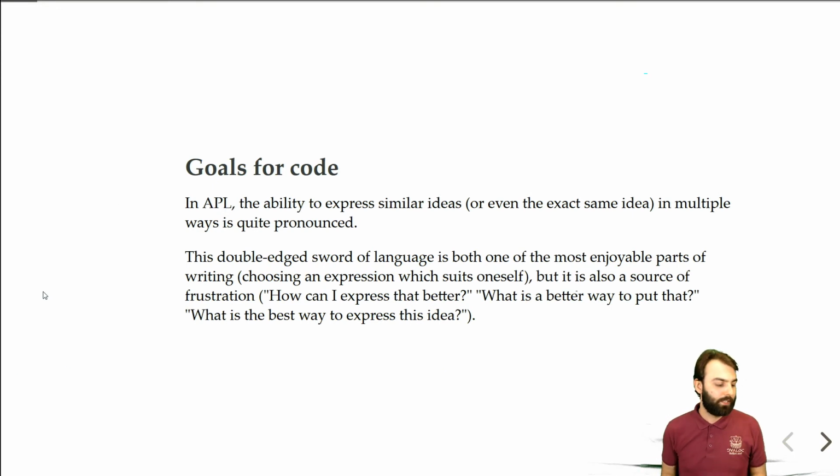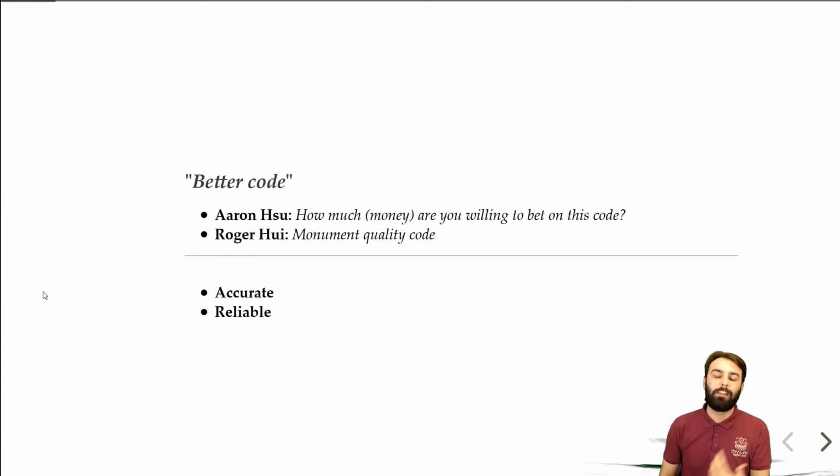So you have this double-edged sword where on the one hand it's quite fun to be able to express your idea in kind of the first way that pops into your head, and it doesn't take too long to try things out. You can also play with different ways of expressing similar things. But on the other hand, especially in production code, sometimes you get this nagging feeling like, is there a better way to do this? What's the best way to express my idea? And then you start getting into the whole thing about what is good code really.